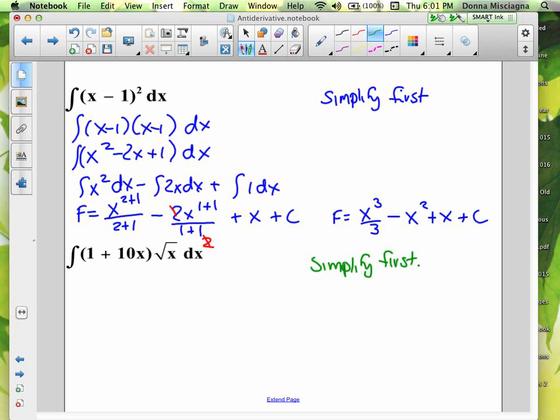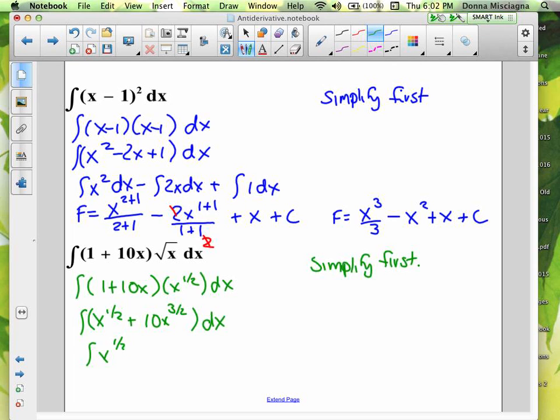In both cases, we're just multiplying. So I need to rewrite that square root of x first of all, so that I have the integral of 1 plus 10x times x to the 1/2 dx. That would give me the integral of x to the 1/2 plus 10x times x to the 1/2, which would be 10x to the 3/2 dx. And so we can just take the integral of each one of those.